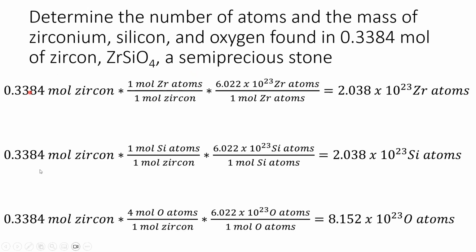So looking at all three of them, we're starting with that same zircon sample. So we're starting with the same number of moles. But then with this, 1 mole of zircon, think about it based on the formula, we'll have 1 mole of zirconium atoms, or 1 mole of silicon atoms, or 4 moles of oxygen atoms. And again, it's just from the formula itself.